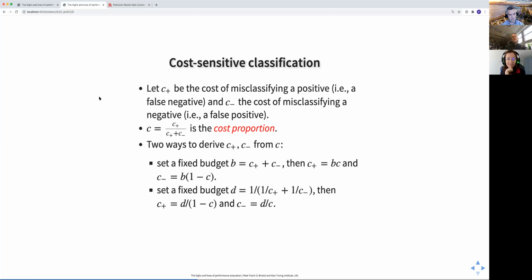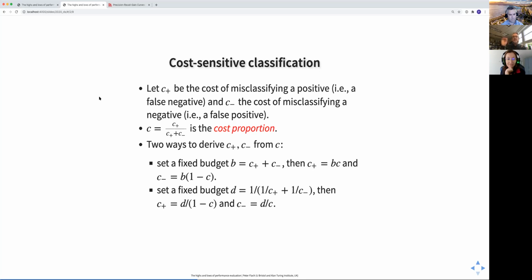And so one intuitive way of fixing the other degree of freedom, let's say the exchange rate, euros versus pounds, is that we set a fixed budget, B, which is the sum of C plus and C minus. It's often customary to set B equal to 2, because if you don't really have misclassification costs, then you're using error rate, in which case a misclassified positive and a misclassified negative both cost 1. Okay, so if we set a fixed budget, then we can recover C plus and C minus from that budget and the cost proportion C.